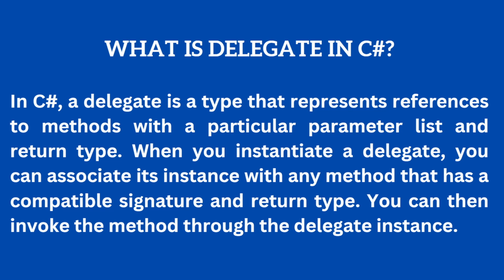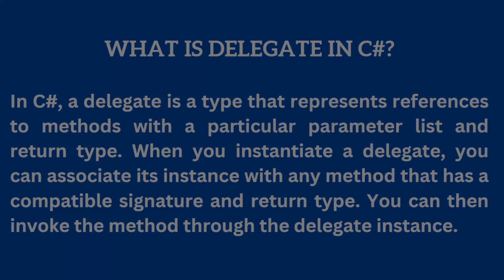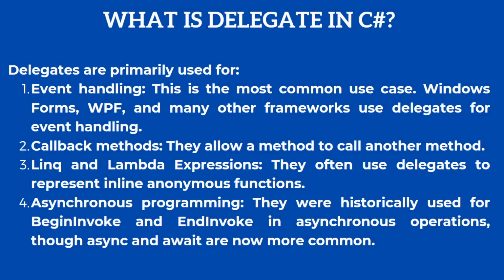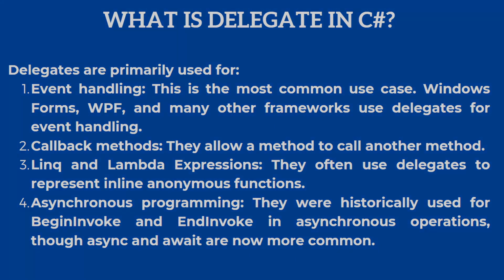When you instantiate a delegate, you can associate its instance with any method that matches the delegate return type and signature. In C#, delegates are primarily used for event handling, callback methods, LINQ and lambda expressions, and in asynchronous programming. And now I'm going to show some relevant code that demonstrates the usage of delegates in C#.